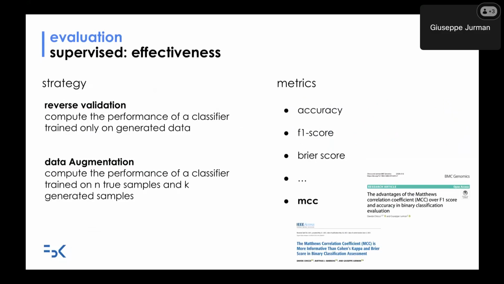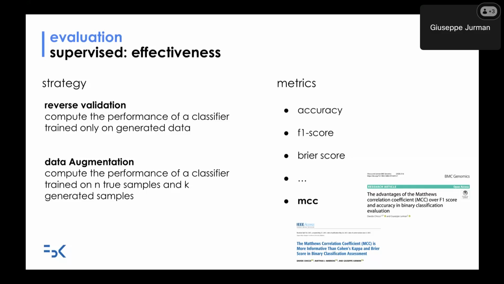When dealing with supervised methods, we also have to assess the effectiveness of the data we have provided to the models. One is reverse validation. The reverse validation strategy computes the performance of a classifier trained only on the generated data and evaluated compared to the original data.